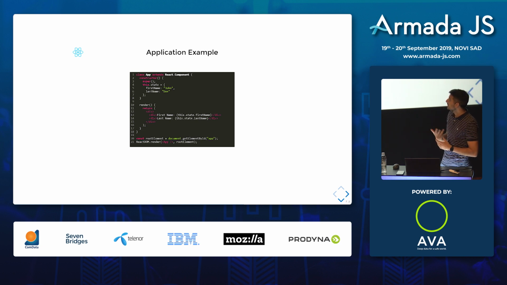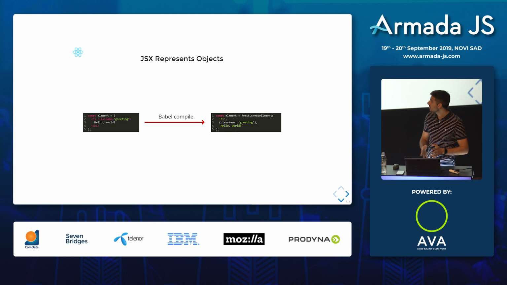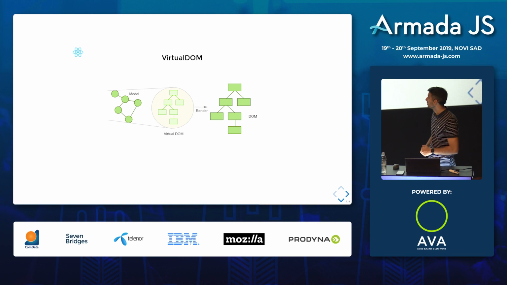Besides state, it can also receive props and it can render props. An interesting thing about React, it uses JSX syntax, which actually creates a lot of React createElement function calls, which create virtual DOM elements, because React is using a virtual DOM. It works something like this. We have a model from which we create a virtual DOM, and based on the virtual DOM, we render the actual DOM.